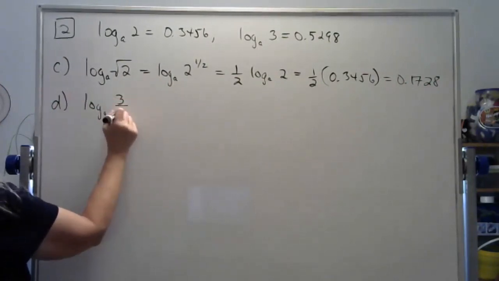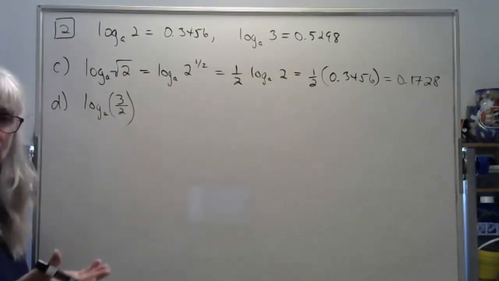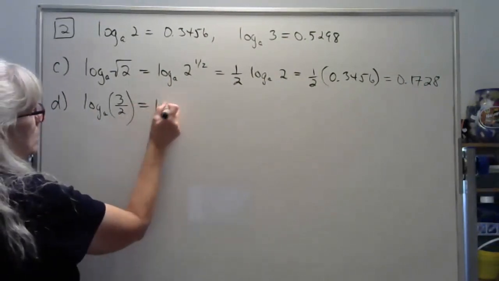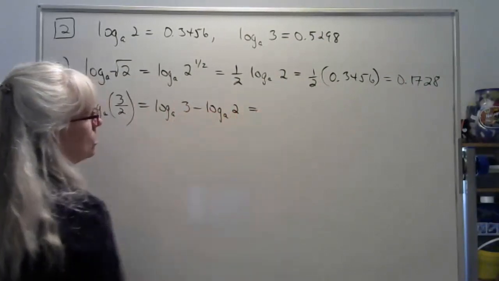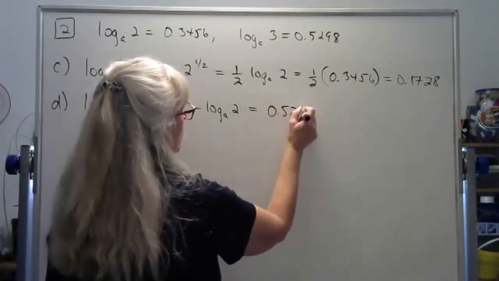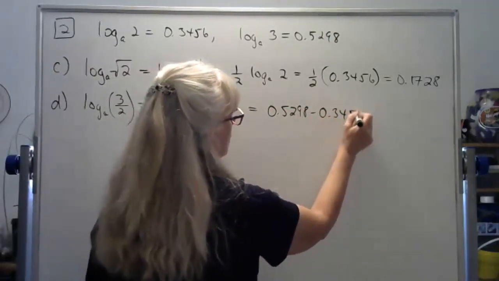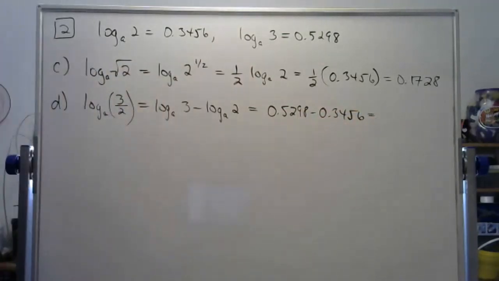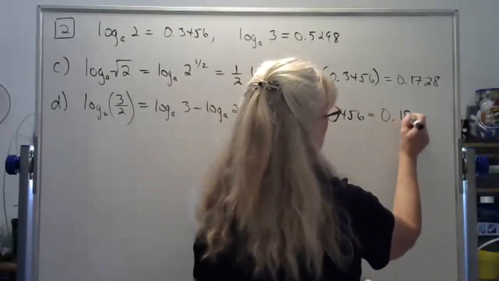Part D on that problem says, how about the log base A of 3/2? Well, that's a quotient, and we have a property that deals with quotients. So that would be log base A of 3 minus log base A of 2. So log base A of 3 is 0.5298. Log base A of 2 is the 0.3456. So we're simply subtracting the two of those. And again, once you've done the replacement, the word log is gone. And I end up with 0.1842.